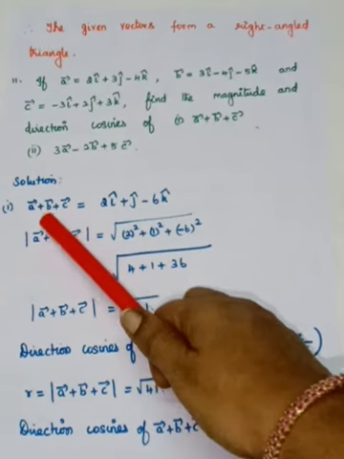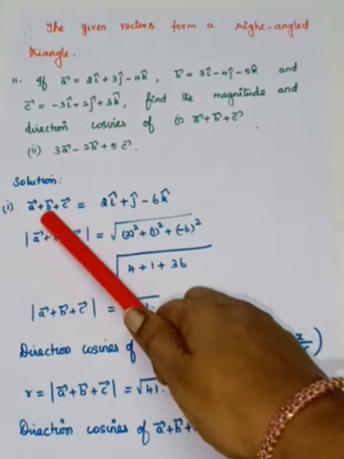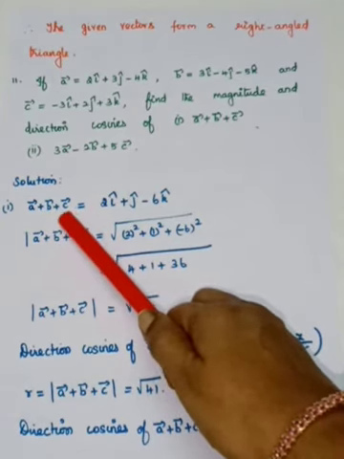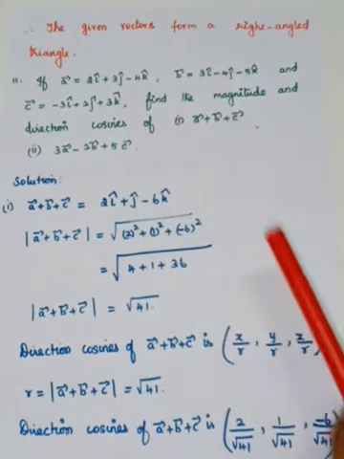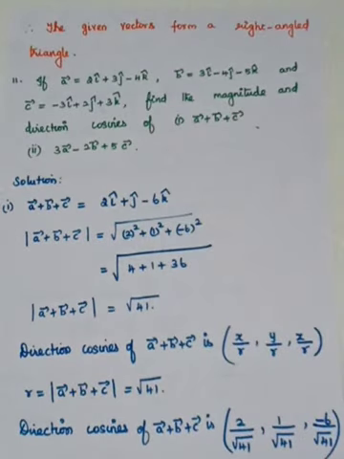So first we have to find a vector plus b vector plus c vector. Each one has x, y and z components, so they have to be added.